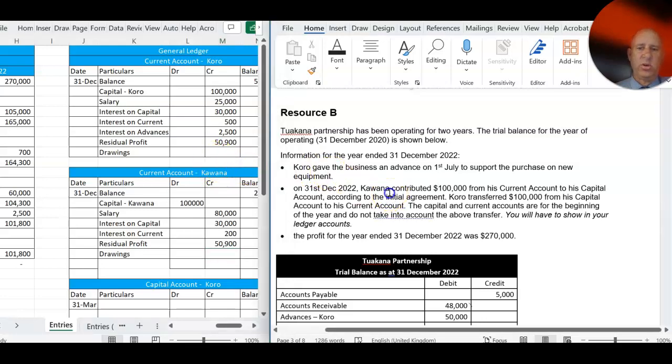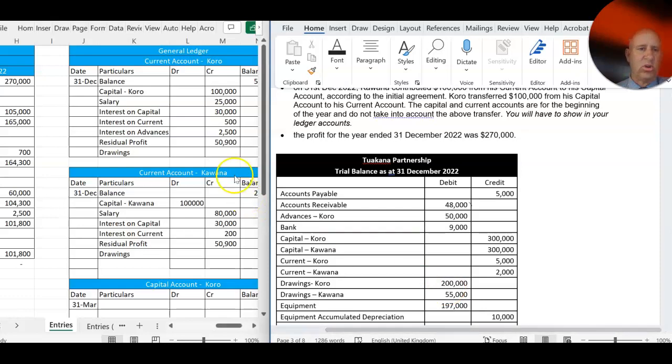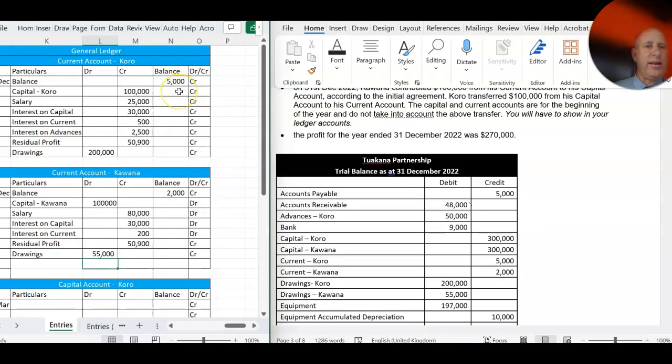And then lastly, drawings. Drawings you're going to find here. Koro's got 200,000. Drawings will reduce his account. And Kawana's drawings are only 55. Not quite finished, we've got to put the balances in. Koro's is quite easy. We're going to start with equals the opening balance plus any credits minus any debits. So a credit increases, minus a debit, and then big plus, put your mouse over the bottom right hand corner, black plus, left click and drag down, and that'll fill down for us. So Koro's got a 13,900.